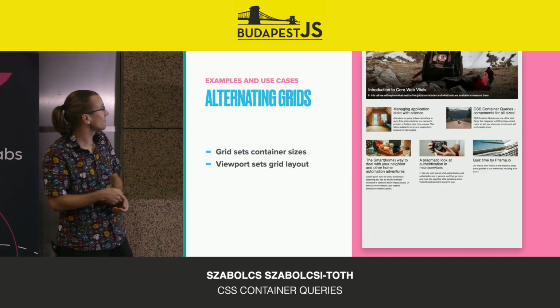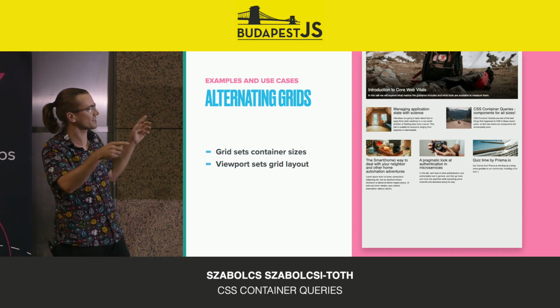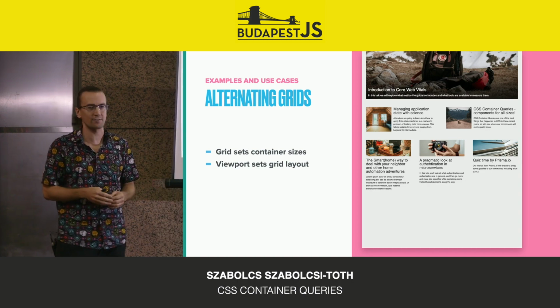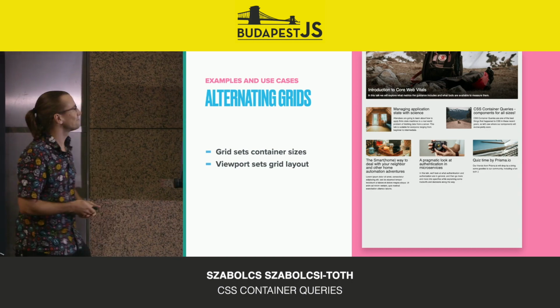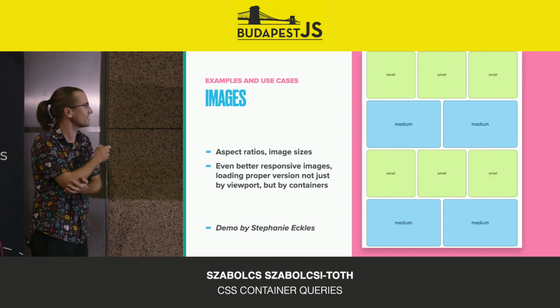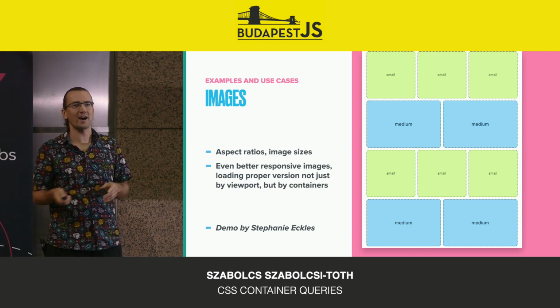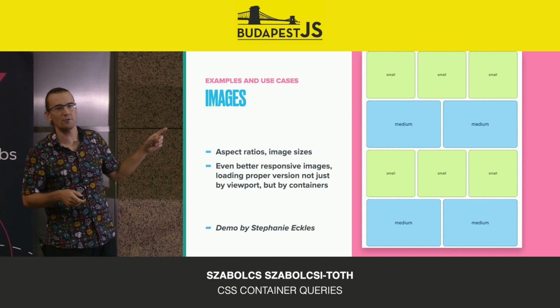Alternating grids, like the grid sets the containment sizes and the viewport sets the grid layout, and you can mingle this all together and create really exciting, really useful, really nice examples like mine. And images. Images are a great example. I cannot show you anymore because I'm out of time during this week when I created this presentation. But think about aspect ratios, image sizes.